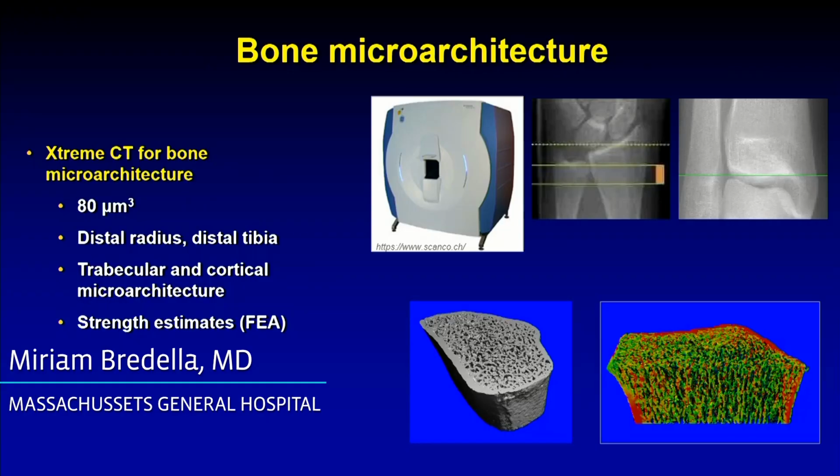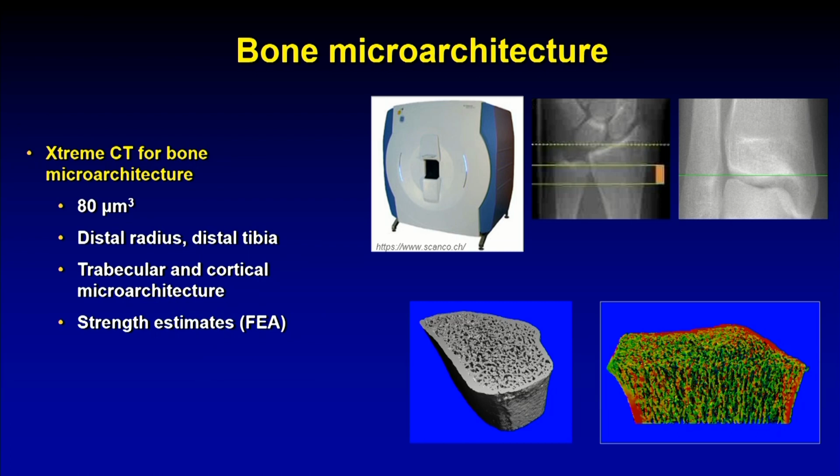But we have this extreme CT where you can actually image the bone at 80 microns. And we can do the distal tibia and the distal radius. And so you can get a very, very detailed assessment of trabecular and cortical microarchitecture. But what you can also do is get a strength estimate by something called finite element analysis, where you can get the true strength of materials.